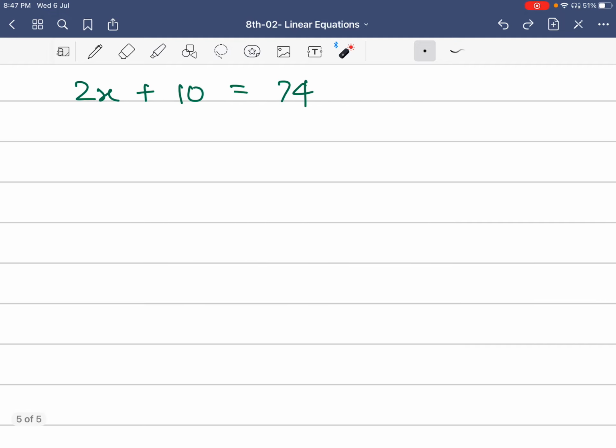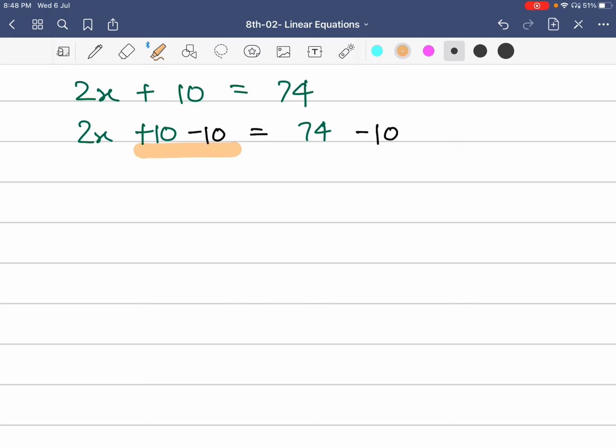Okay, so first of all, we have to get rid of plus 10. How can we get rid of plus 10? By doing minus 10 on the left hand side, and thus we also have to do minus 10 on the right hand side of the equation to maintain the balance, to maintain the equality of the equation. So let me write this equation as it is. This is 2x plus 10 and this is 74, and I am performing minus 10 on both sides of the equation.